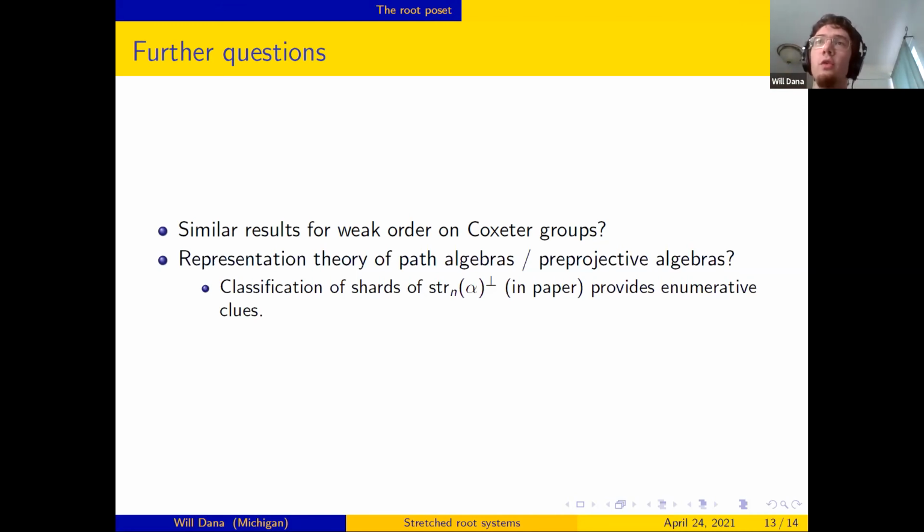There are some enumerative clues coming from Nathan Reading's theory of shards. This is a breakdown of the reflecting hyperplanes of the arrangement into cones, which was originally introduced to study quotients of the weak order, but these shards are also in correspondence with certain interesting representations of the pre-projective algebra associated to the graph. I have a nice enumeration and a uniform description of these shards, but it seems interesting to consider whether there is a similar uniform description of these representations of the pre-projective algebra? But anyway, that's all I have time to talk about here.